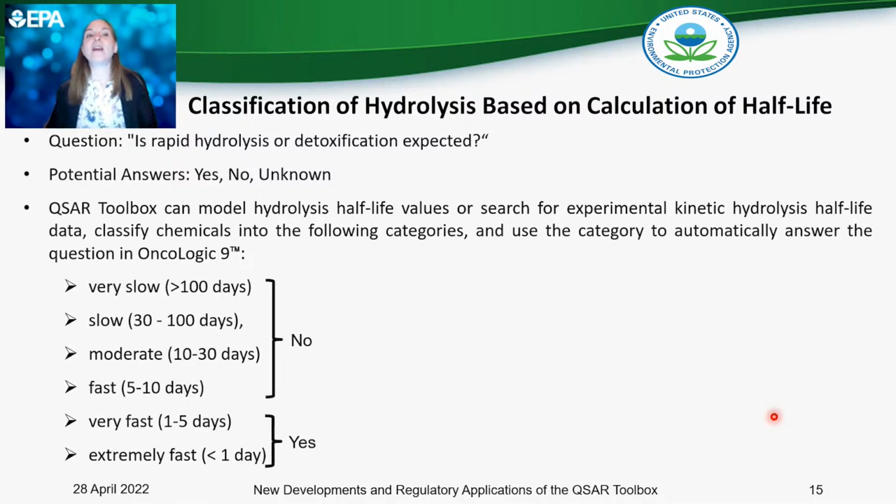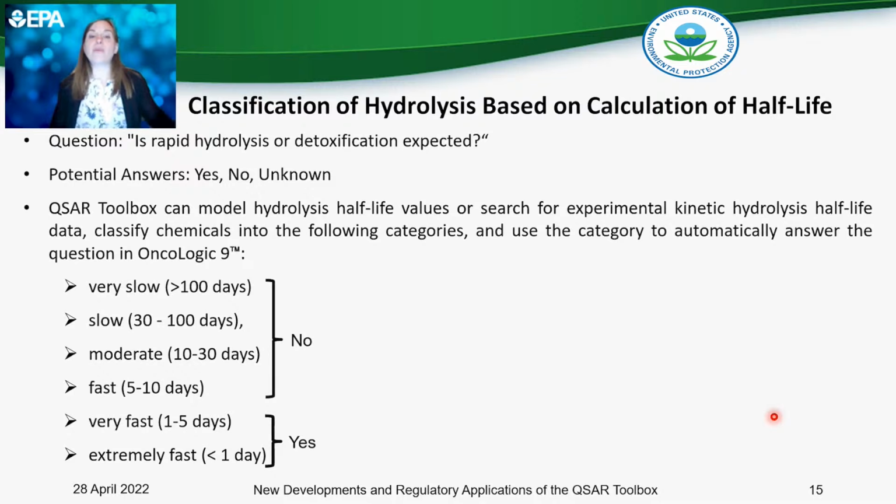In this case, QSAR Toolbox can search for experimental hydrolysis half-life data, but if data is not found, it can also model a hydrolysis half-life for the specific compound. So not only can we use the data that's in QSAR Toolbox to look for the half-life, but we can also avoid an answer of unknown by using modeling. Of course, if the modeling fails and no data is found, an answer of unknown would still have to be reported back to Oncologic.